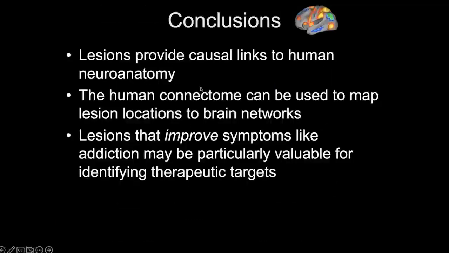So 3 take-home points. One is that lesions can provide causal links to human neuroanatomy. Take-home point number 2 is that the human connectome can be used to map these lesion locations onto brain networks. And number 3, lesions that improve symptoms like addiction may be particularly valuable for identifying our therapeutic targets. Again, focused on the where.